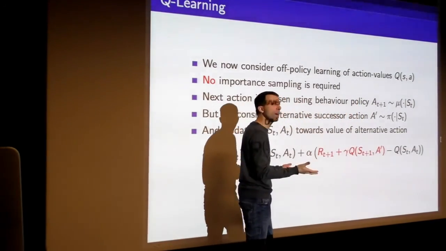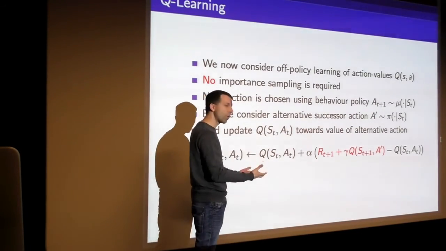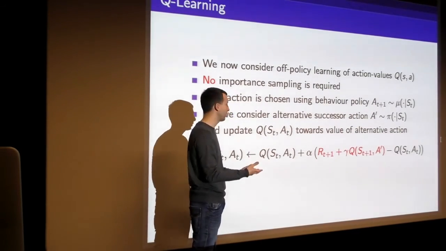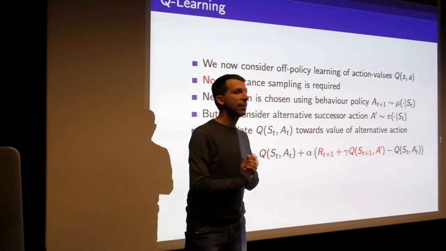This is the Bellman equation again. It's completely valid. The Bellman equation for Q doesn't require us to importance sample. We're sampling that kind of Bellman equation. That's the idea of Q-learning.